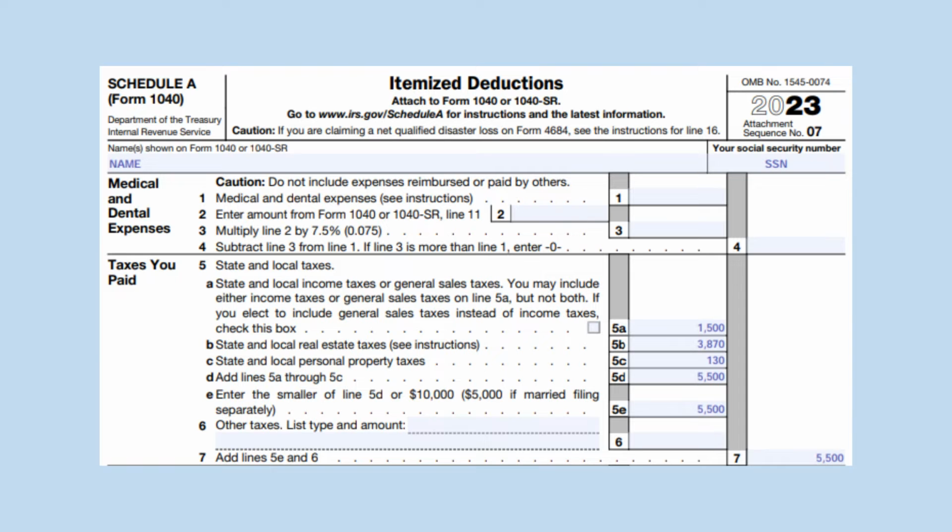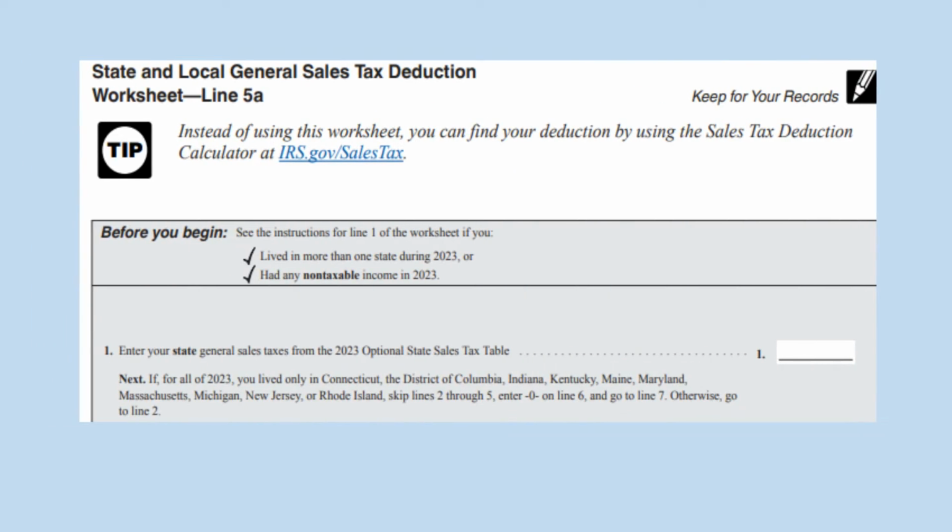On line 5a, you will put the larger of your state and local income taxes or your general sales taxes. First, we will look at calculating your general sales tax deduction. You can find the worksheet on page A5 of the Schedule A instructions. First, we will enter your state's general sales taxes from the state sales tax table that you can find in the instructions for Schedule A.